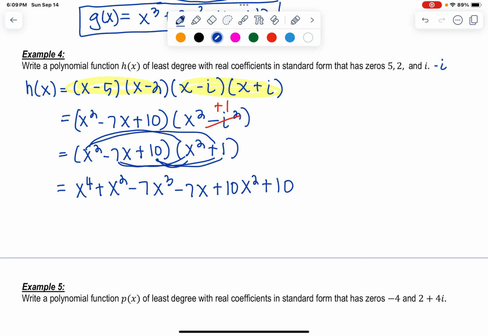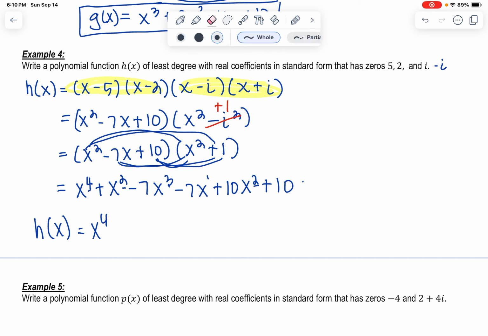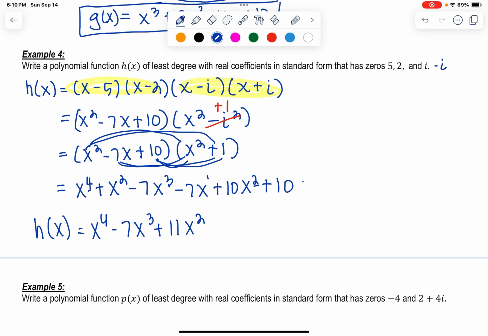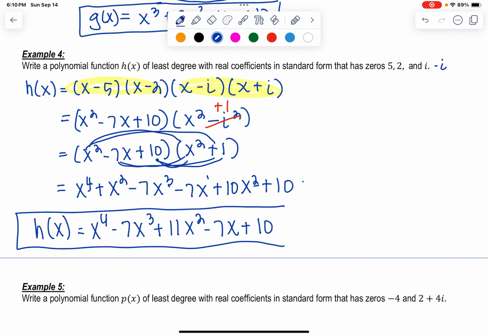I'm going to check for a pattern just to make sure I didn't make any mistakes here. I have 4th power, squared, 1st power, no power. Okay, I think I did okay. And now I'm going to combine like terms, and I'll have my final answer. h of x equals x to the 4th. I have a negative 7x cubed. This looked like a minus there, so I'm going to fix that. So that's a negative 7x cubed. I have an x squared and a 10x squared, which is 11x squared. And then I have a negative 7x and a plus 10. And there is my final answer.